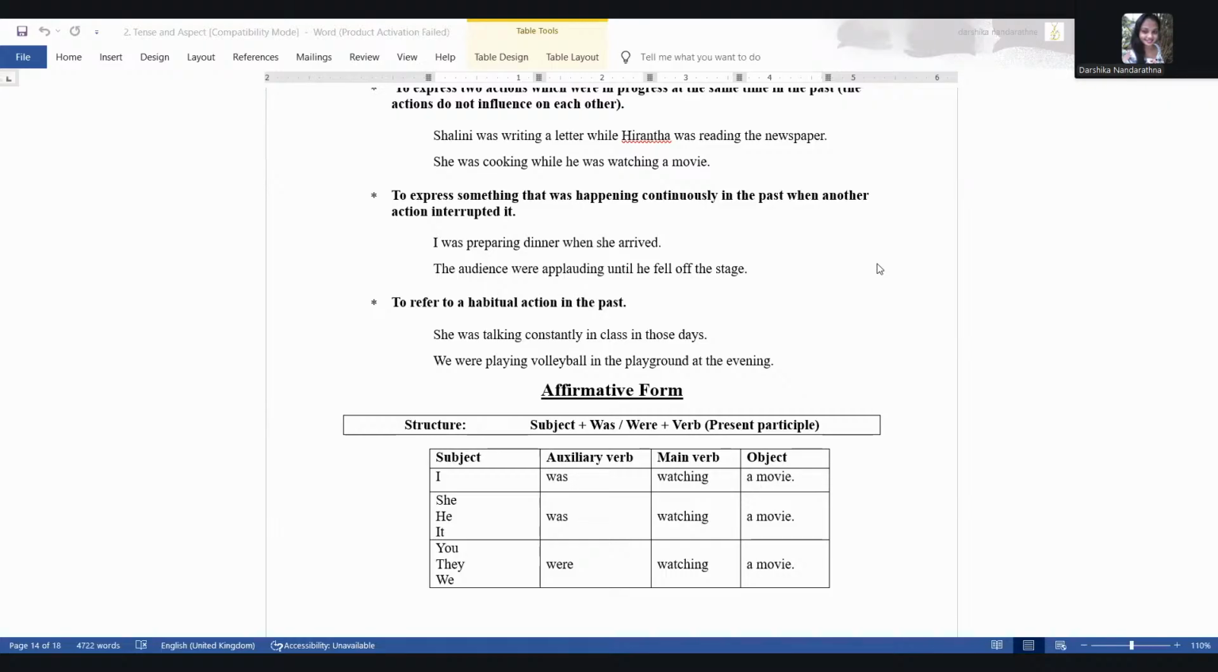The audience were applauding until he fell off the stage. එයා stage එක පල්ලේ ඇදගෙන වැටෙනකම් audience එක අප්පුඩි ගැහුවා. So second action is there in a simple past, but first action is given in past continuous.